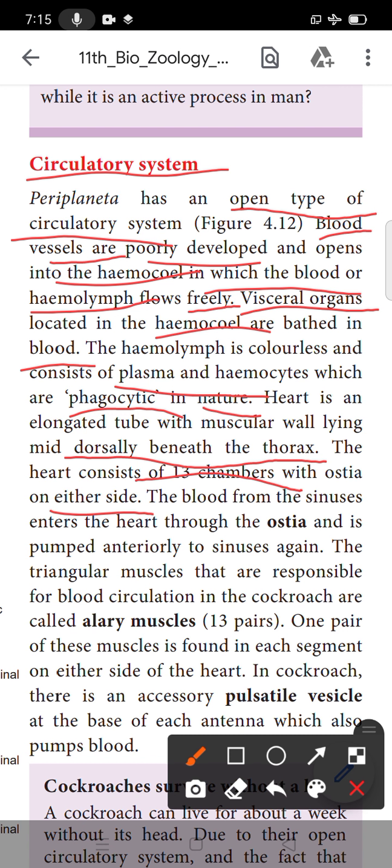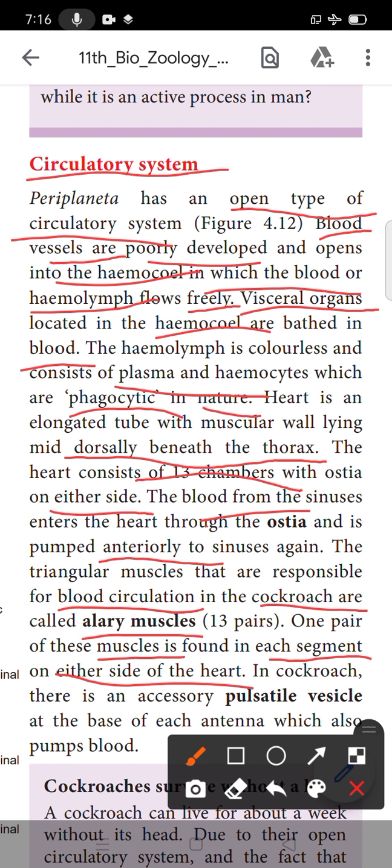How many chambers are in the heart? 13 chambers. The blood from the sinus enters the heart through the ostia and is pumped through arteries to the sinuses again. The triangular muscles responsible for blood circulation in the cockroach are called the alary muscles. Alary muscles are present in 13 pairs. 13 pairs means how many? 26.